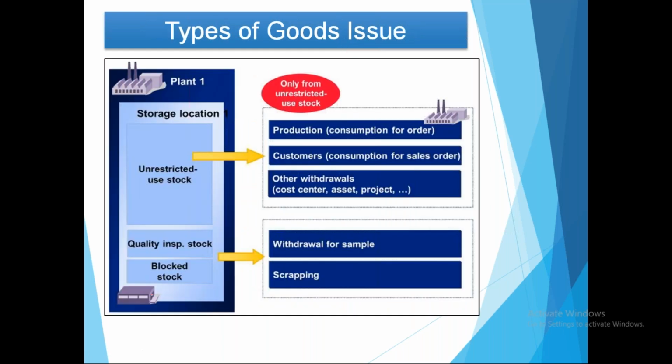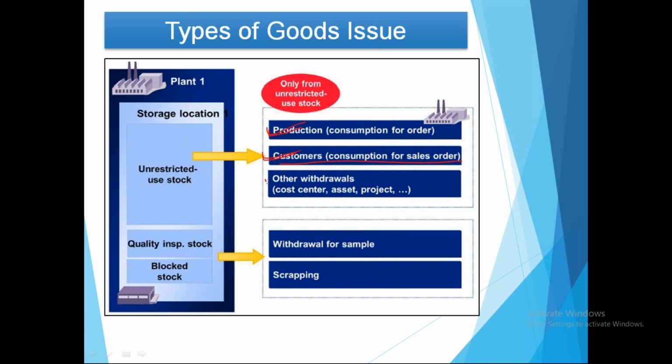Basically there are two types of goods issue. One is planned goods issue, another one is unplanned goods issue. Planned goods issue is like when you issue raw materials to production. The production department needs some raw materials for a production order, and you will issue those materials to production. That is the planned one. Another one is you issue the product to the customers. You manufacture the product and you issue it to the customer, which is called consumption for sales order.